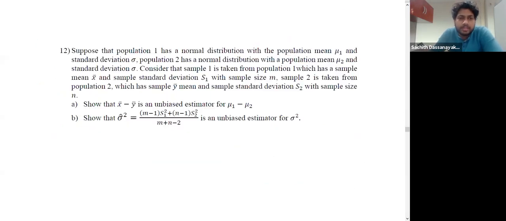Question number 12. This is based on chapter 6. This is a chapter 6 question.